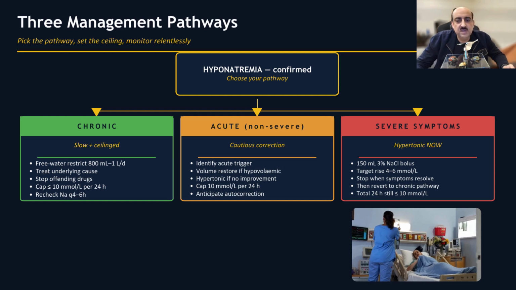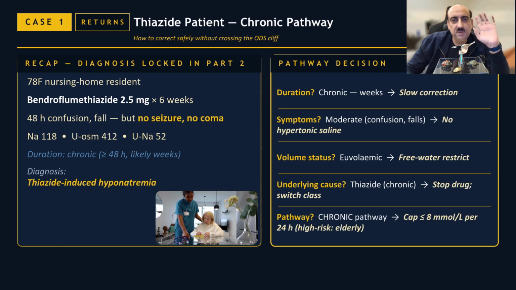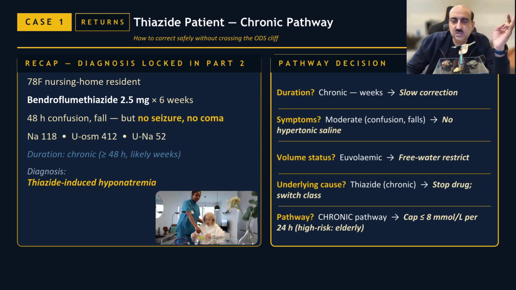So please remember that. We will just return to our case 1, which we discussed in our video 1 and 2. The pathway decision clearly is in the right column. Duration is chronic, weeks. So that's clearly chronic hyponatremia. So slow correction is needed. Symptoms are moderate, confusion and falls, but nothing severe, no neurological involvement, no hypertonic saline indicated, full stop. Volume status, she was euvolemic, we've already discussed in the previous video.